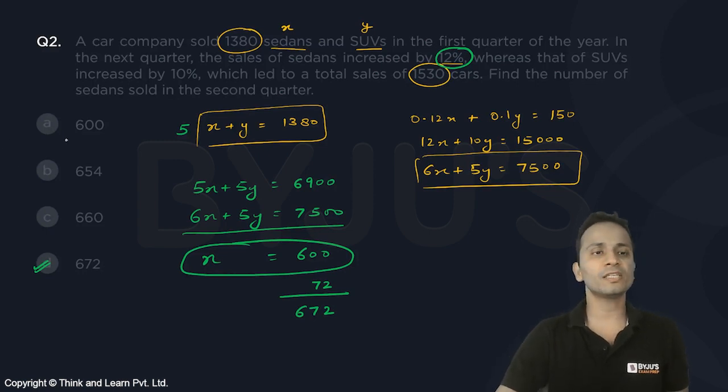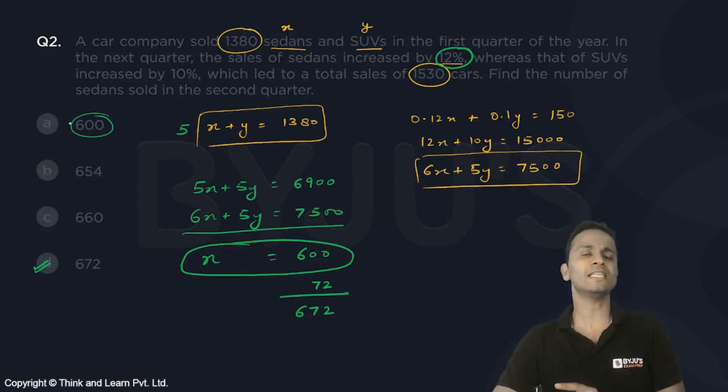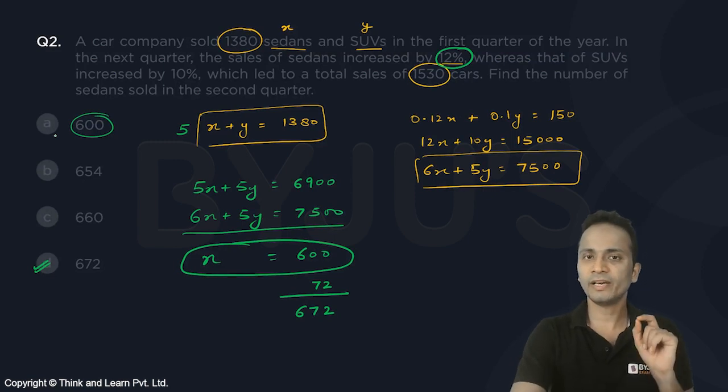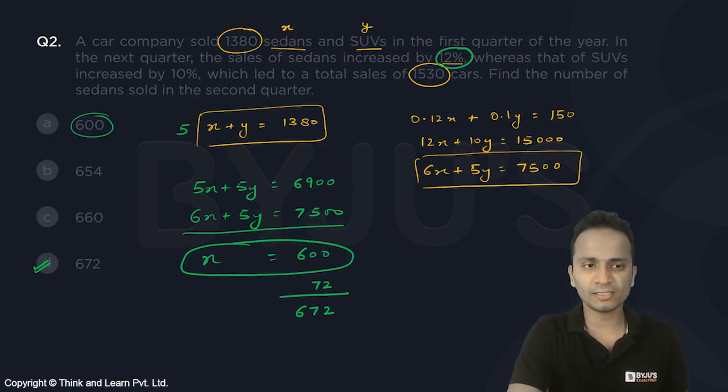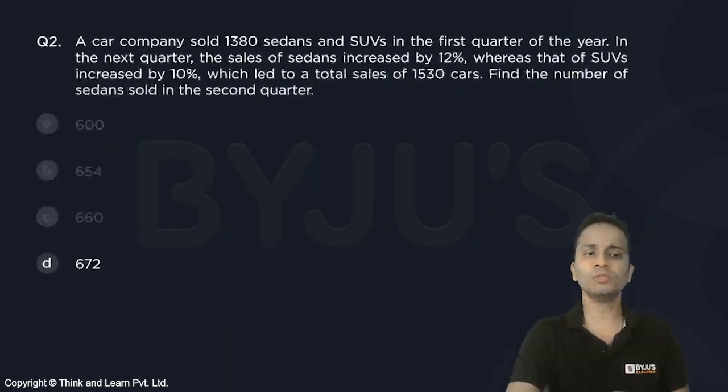One common mistake is some students will mark the answer as 600, but 600 was the number of sedans in the first quarter. I need it in the second quarter. So carefully read the last line before you mark your final answer. Answer should be 672. That is option D.